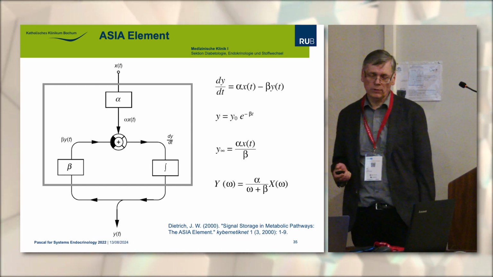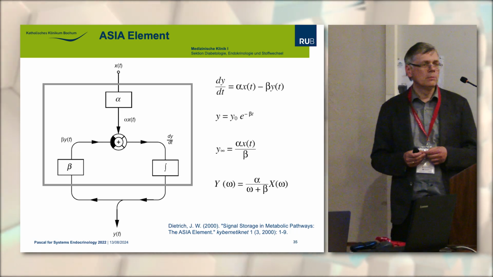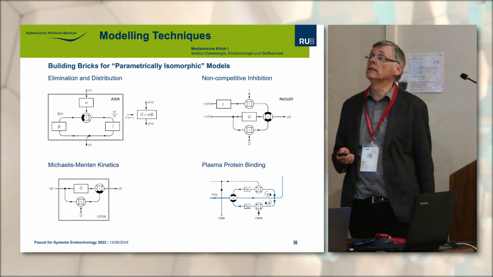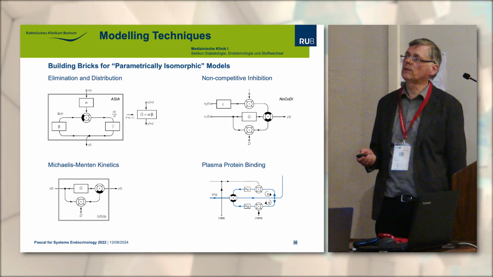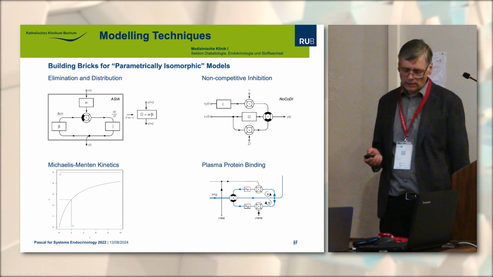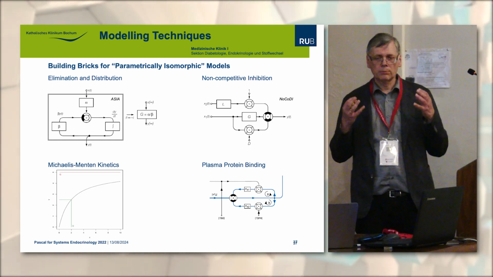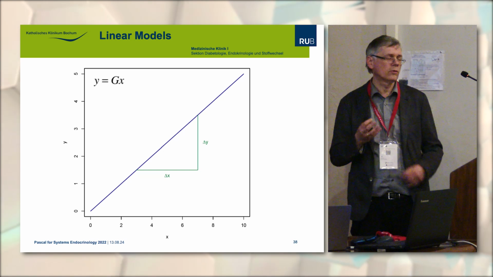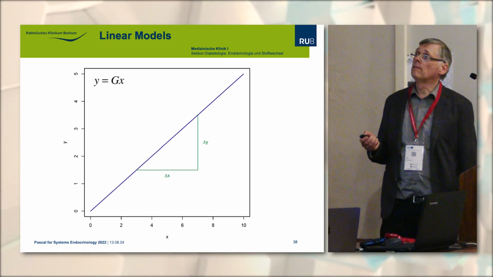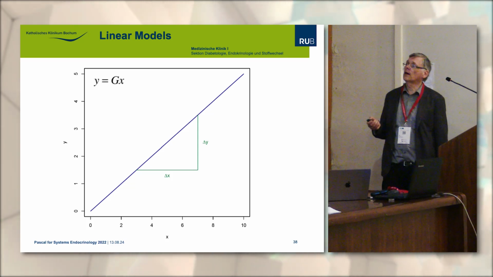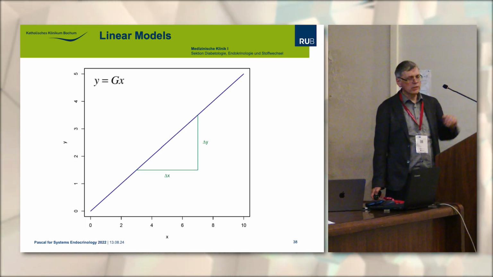And we can solve it for oscillatory inputs in the frequency domain. The next important building brick is Michaelis-Menten kinetics. So if an organ, an endocrine organ, is stimulated, it can't produce an infinite amount of hormone or metabolites or whatever. If the input signal gets higher, then the production nears a saturation level.